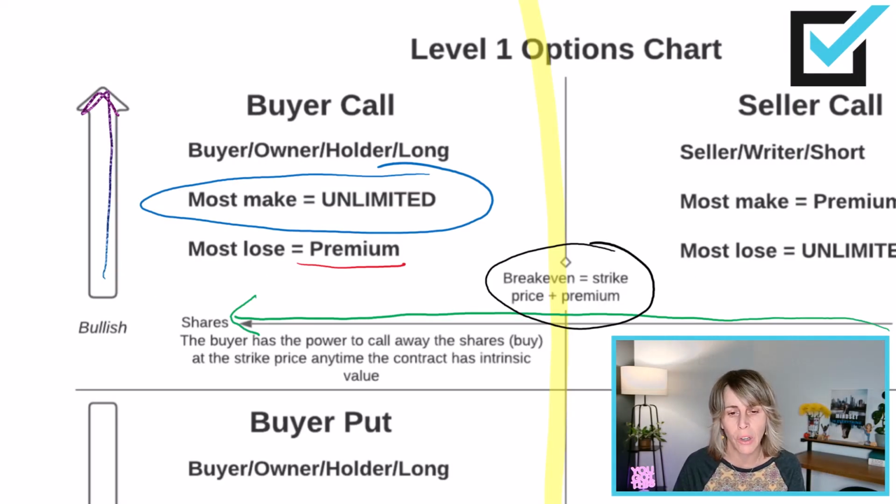Here, buy a call. You know the synonyms. You know the most you can make is unlimited. The most you can lose is the premium. The direction of the shares is from the seller to the buyer. And break even, strike price plus premium. You know that you are bullish. All right, let's do a put.